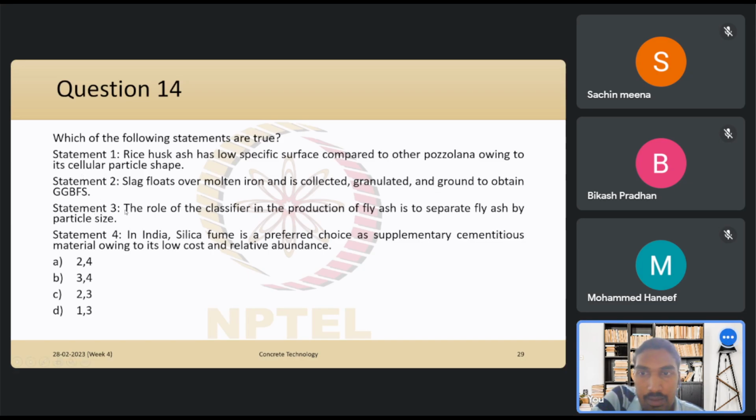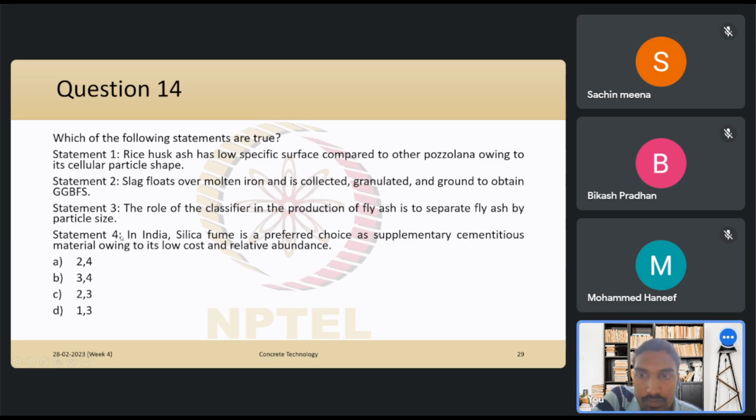Statement 3 is about the role of the classifier in the production of fly ash. So why do we use the classifier? Because we want to separate out the fly ash of different sizes. We want to collect the fine particles separately from the coarser fly ash particles. Therefore the classifier is the component in the production line that is responsible for this separation of the fly ash by its size. So 3 is also correct.